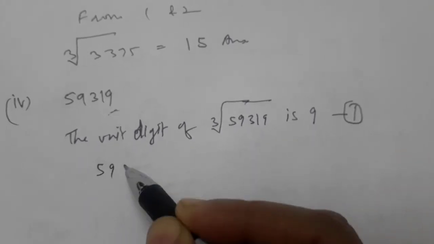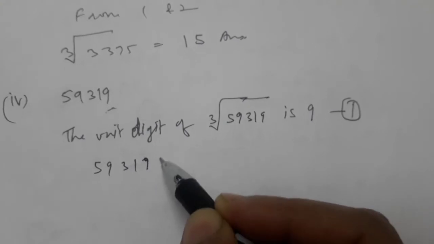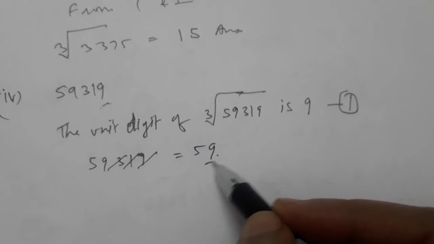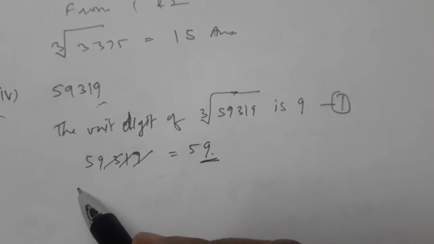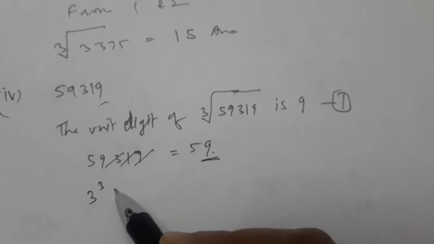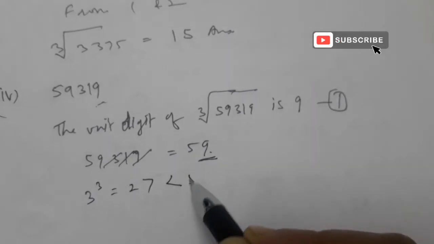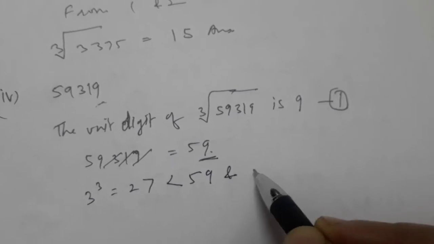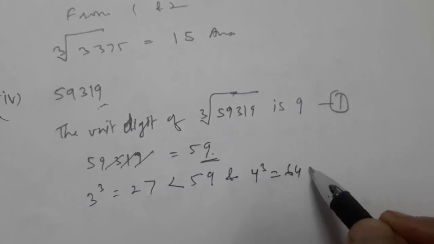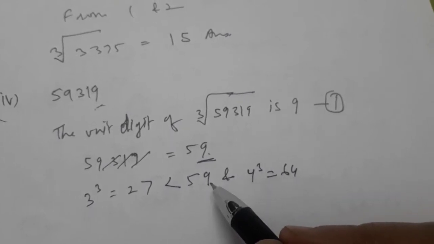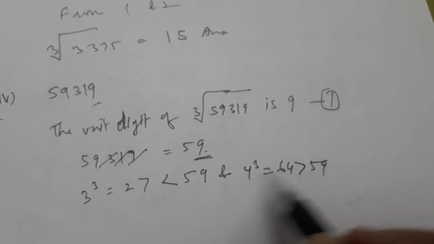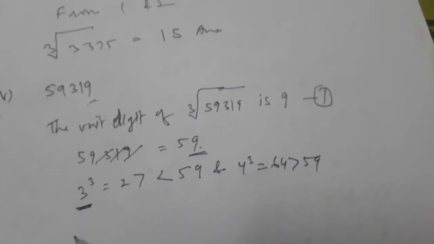Then striking out the last 3 digits from the right, we will be left with 59. So we will be analyzing 59 now. We can say the cube of 3 is 27, which is smaller than 59, and the cube of 4 is 64, which is of course greater than 59. So we will be taking 3.